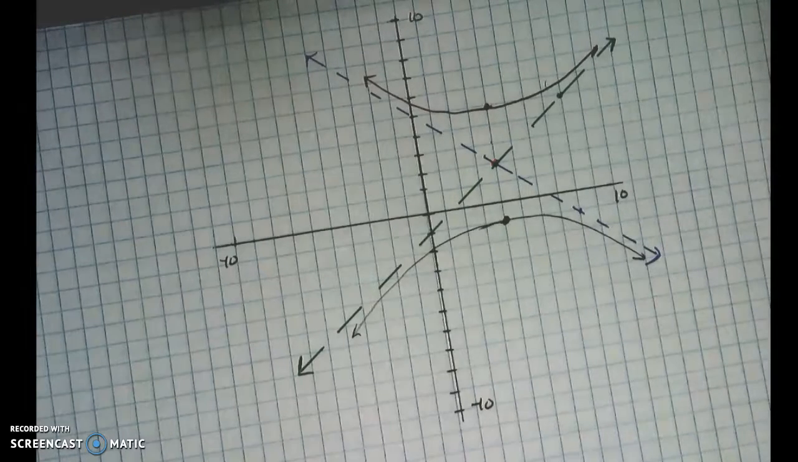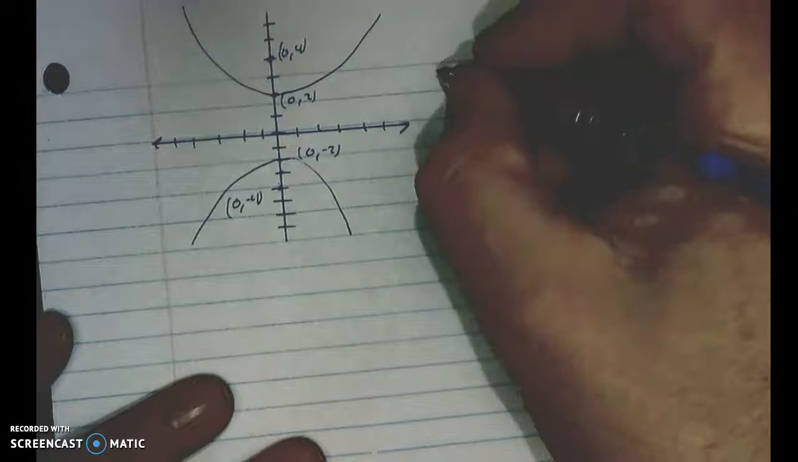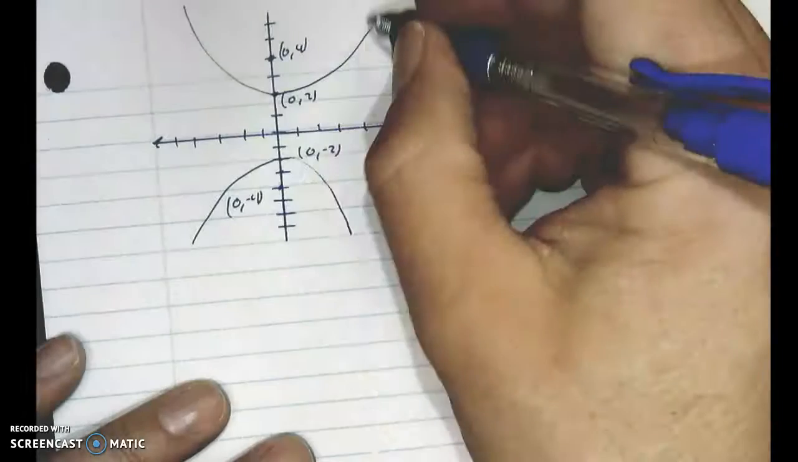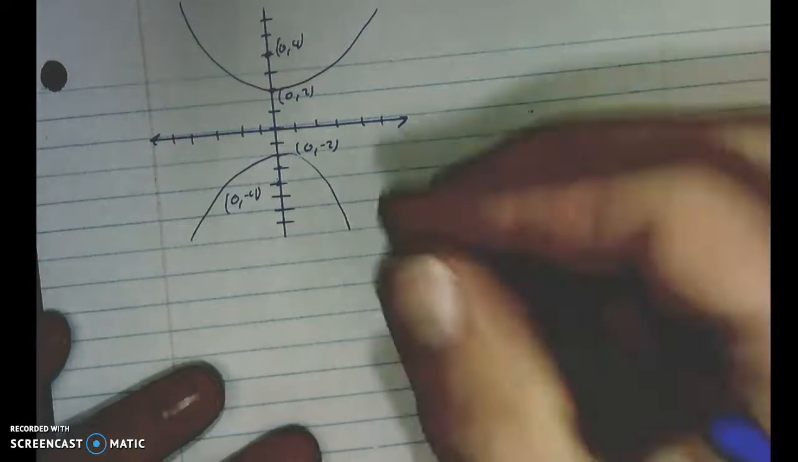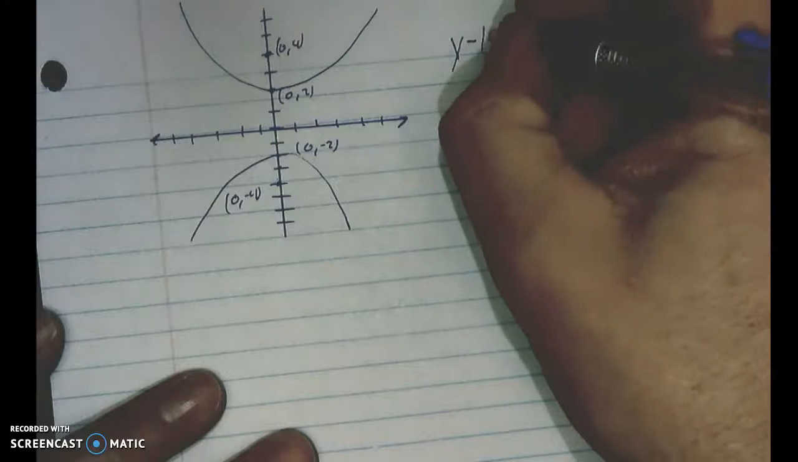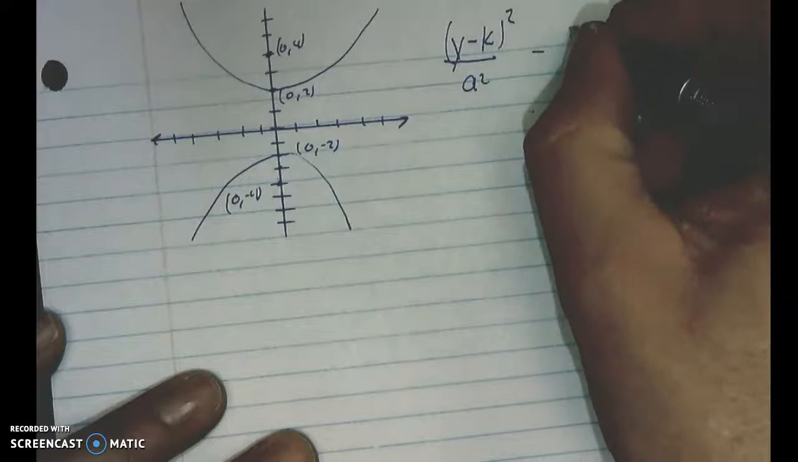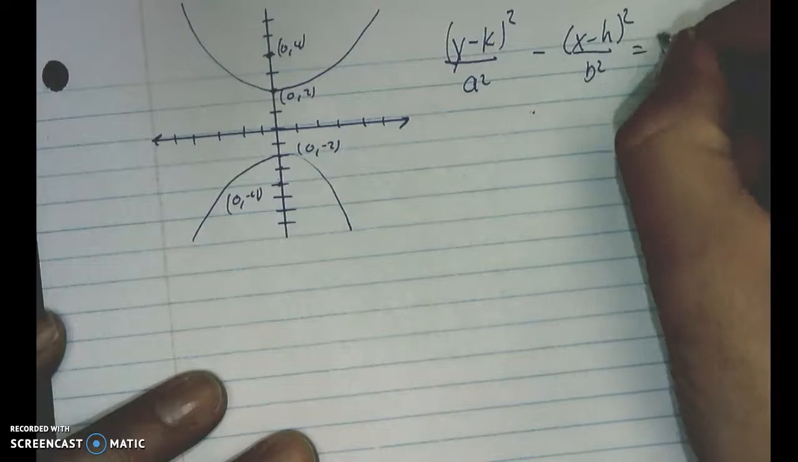All right. Now, this is going to be the other example. So this is going to be a graph drawn for you, and we're going to be asked to put it into our format. So we can see that the hyperbolas are in the vertical format. So we know that's going to be y minus k squared over a squared minus x minus h squared over b squared is equal to 1.